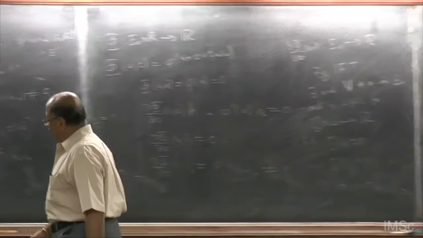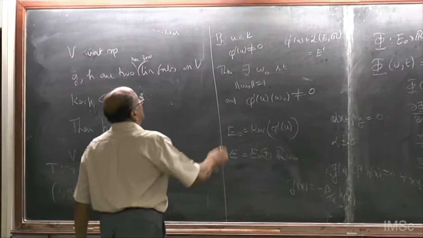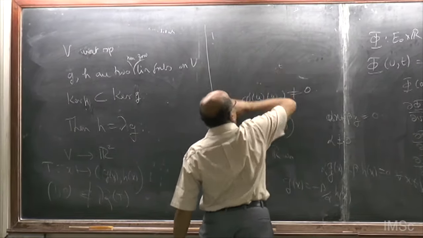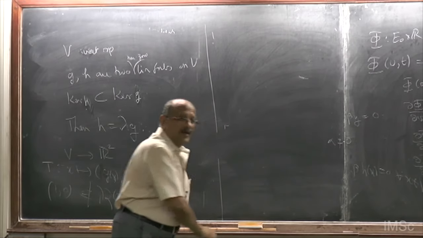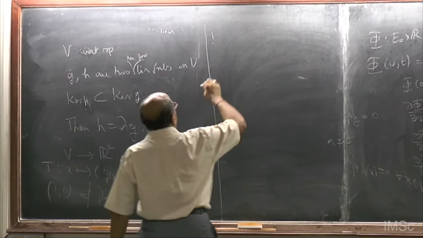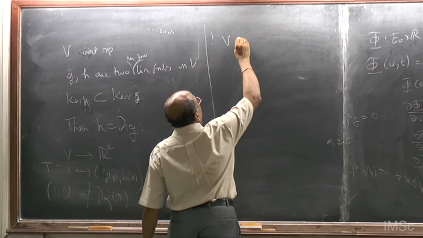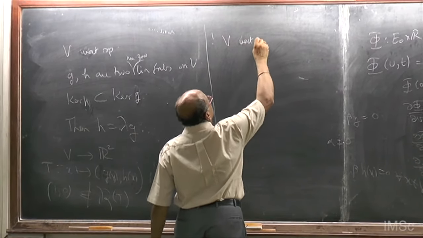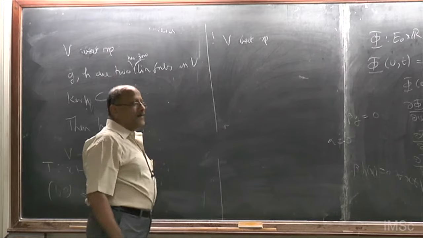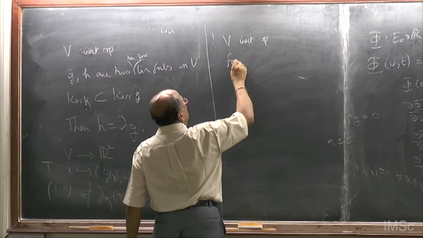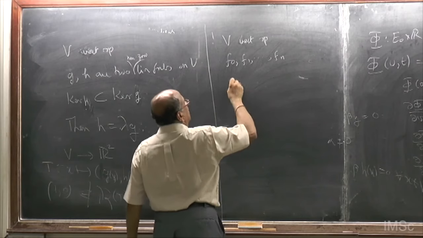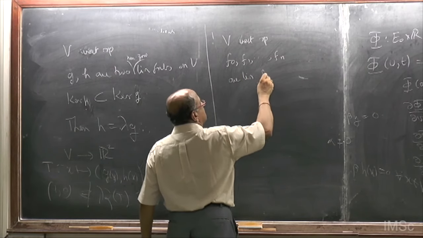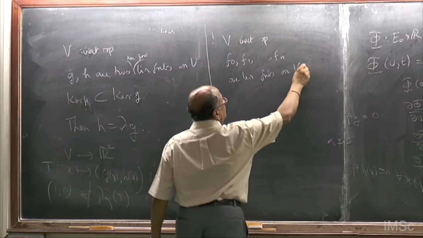Okay, so I will give you an exercise. Try this. This is again an exercise only in linear algebra. It has nothing to do with what I am doing, but I want to use it. Okay. So let us take V is any vector space, and F naught, F1, Fn are linear functionals on V.